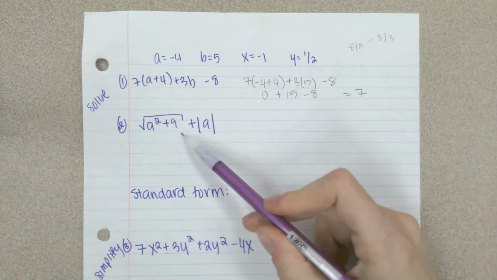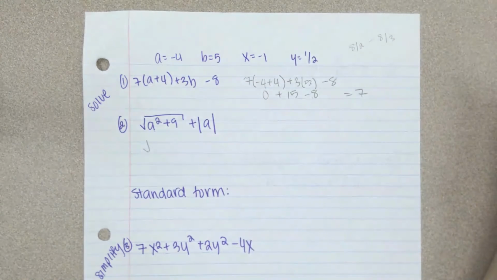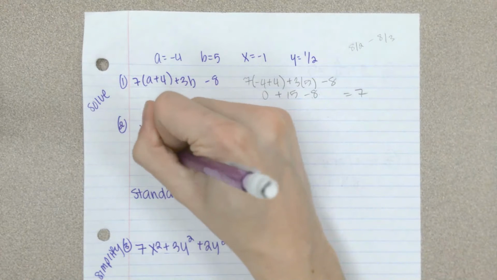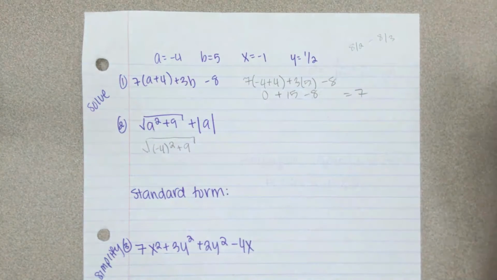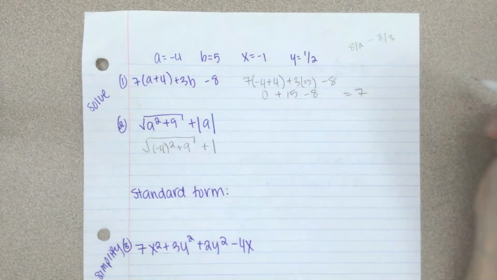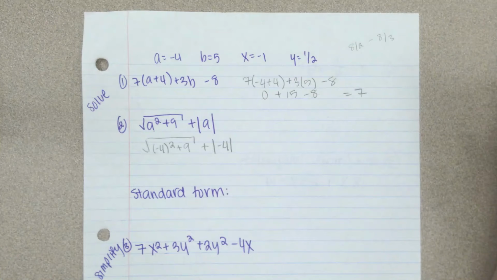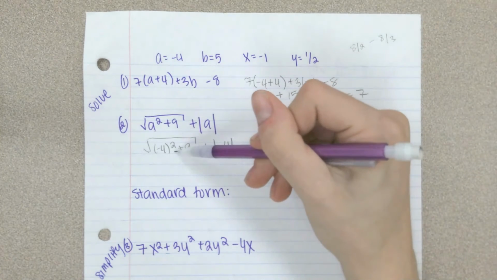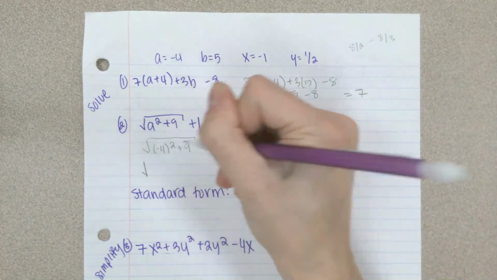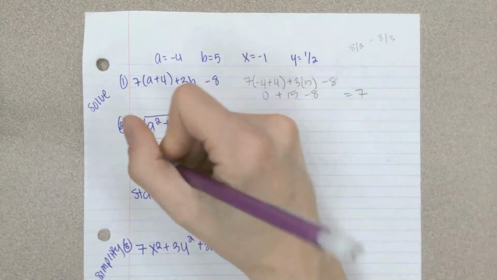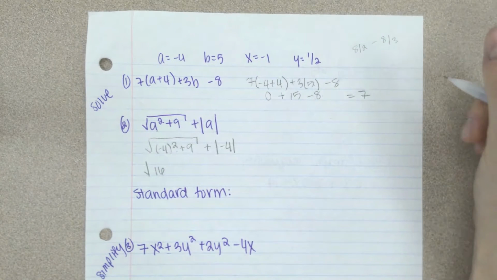For number 2, we have the square root of a squared, which is -4 squared, plus 9, and that's all that's under our square root, plus the absolute value of a, which is -4. So first I would go ahead and square this. This square root stays. -4 times -4 is positive 16. A negative times a negative is a positive.